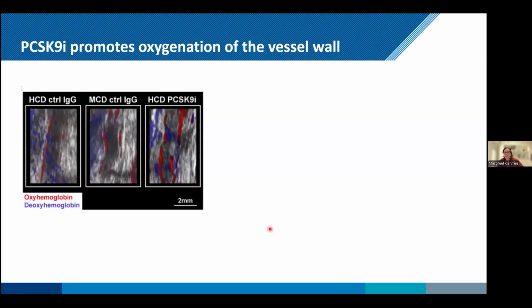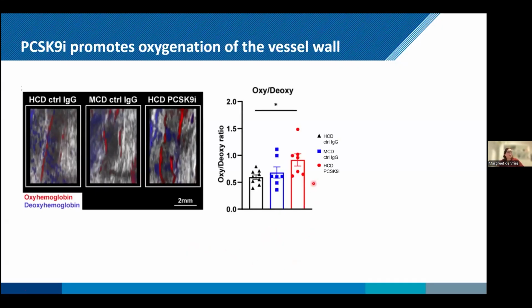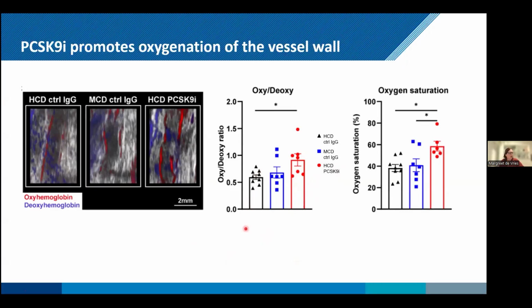So we quantified this in these three groups, as you can see on these images. And interestingly, we saw, especially in the PCSK9 group, an increase in oxy-deoxy signal, which is clearly significant compared to the high cholesterol group. And from that, we can calculate the oxygen saturation. That's what the FAVO lab program does. And we saw a significant increase in both compared to the high cholesterol group and the mild cholesterol group.